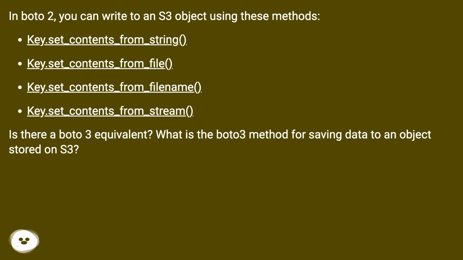Key.set_contents_from_string, key.set_contents_from_file, key.set_contents_from_filename, key.set_contents_from_stream. Is there a boto3 equivalent? What is the boto3 method for saving data to an object stored on S3?